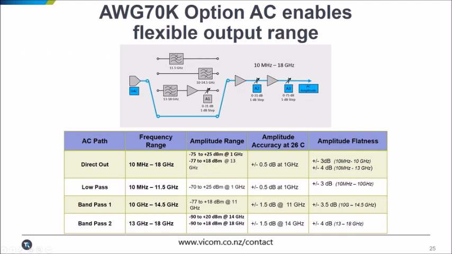The AWG 70000 series also has an AC option that enables users higher amplitude and filtering capability, which enhances this AWG for radar testing. This option provides the specific AC output that can be filtered and/or amplified to provide the power needed for most radar applications.